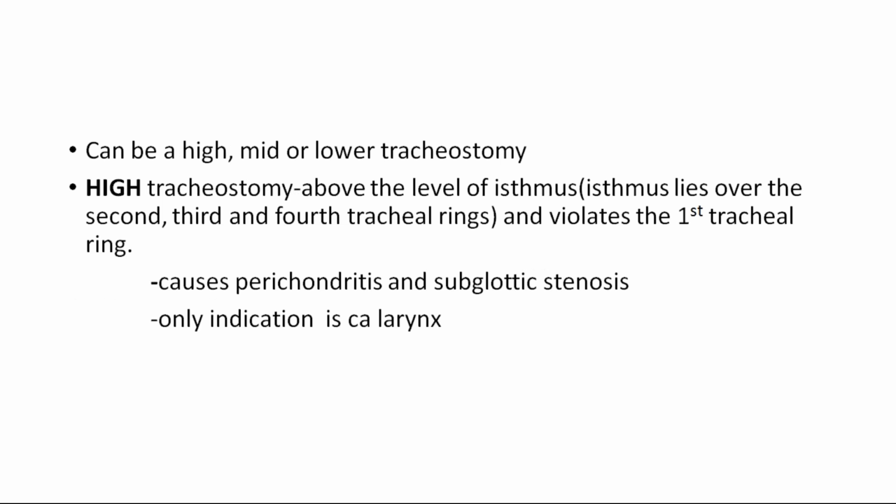The tracheostomy can be high, mid, or lower tracheostomy. High tracheostomy is above the level of the isthmus, that is the thyroid isthmus. The isthmus lies over the second, third, and fourth tracheal rings, so a high tracheostomy violates the first tracheal ring. This causes perichondritis and subglottic stenosis, because the cartilage most commonly involved is the cricoid cartilage. Repeated erosion over the cartilage leads to perichondritis, granulation tissue formation, and subglottic stenosis.